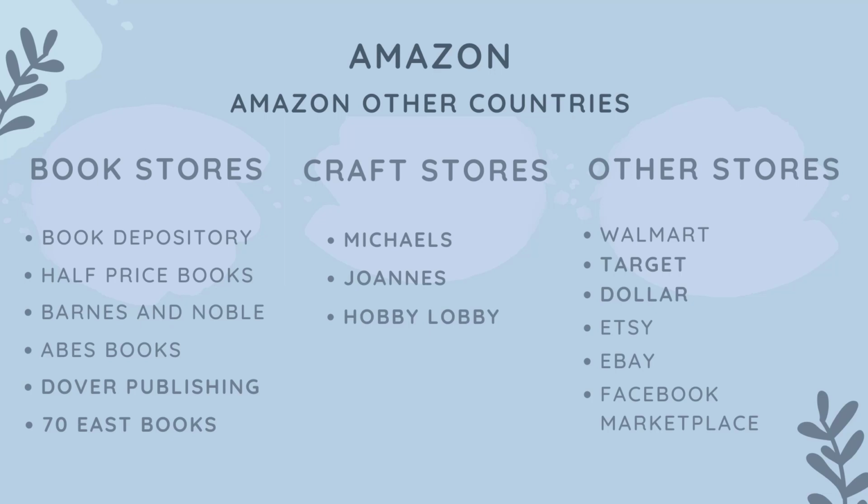But next we have bookstores, places like the Book Depository, which is in the UK and is a really good option if you're looking for a particular book. Places like Half Price Books, Abe's Books, these are stores that offer books a little more hit or miss. It's kind of whatever they have in stock. And just because it's Half Price Books doesn't mean that it will always be cheaper there.